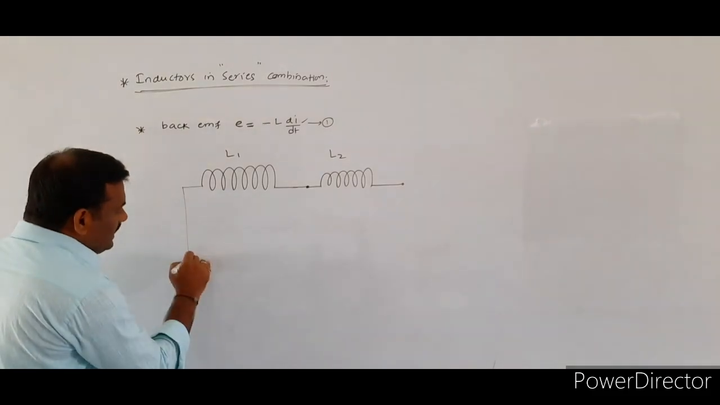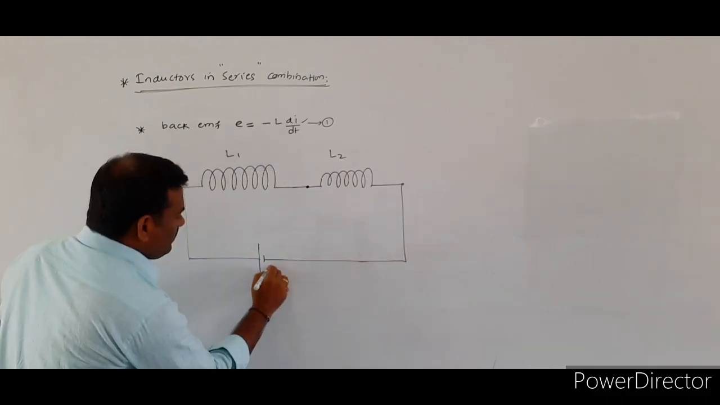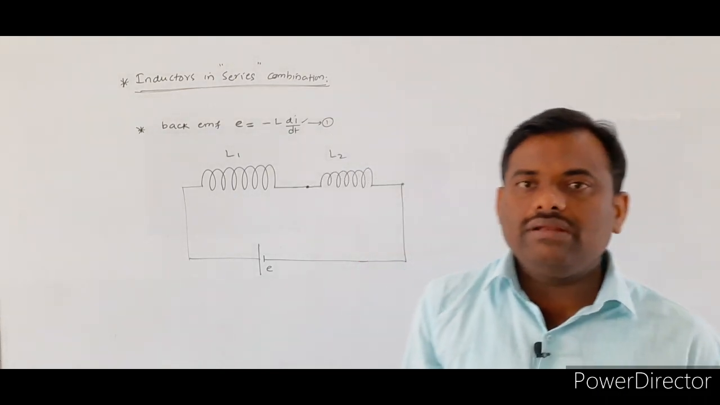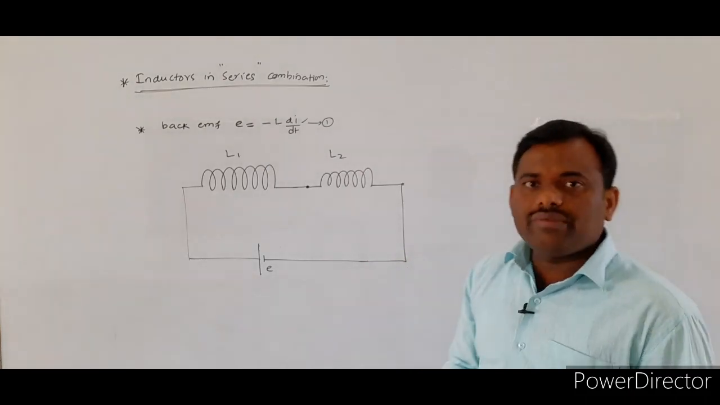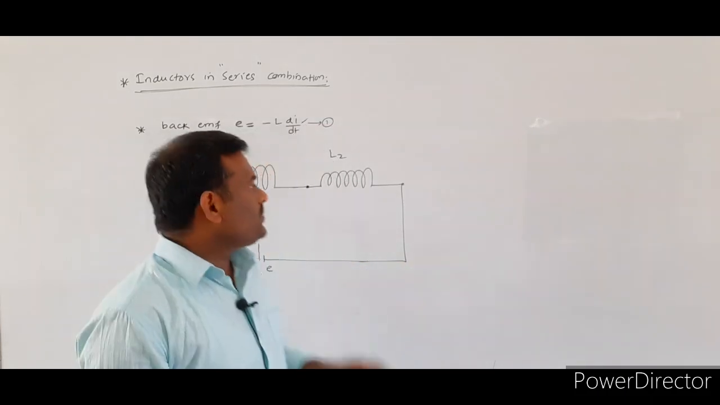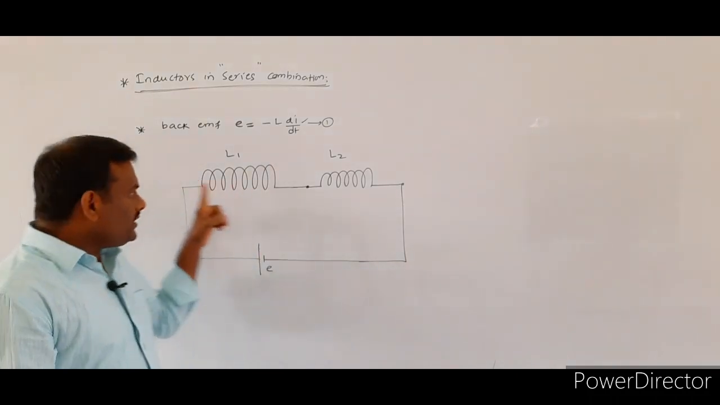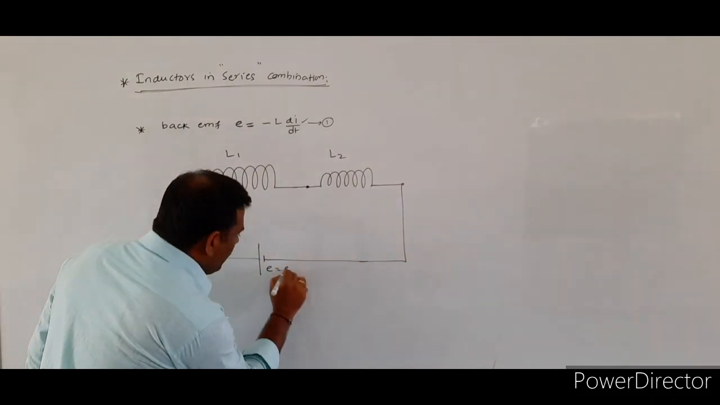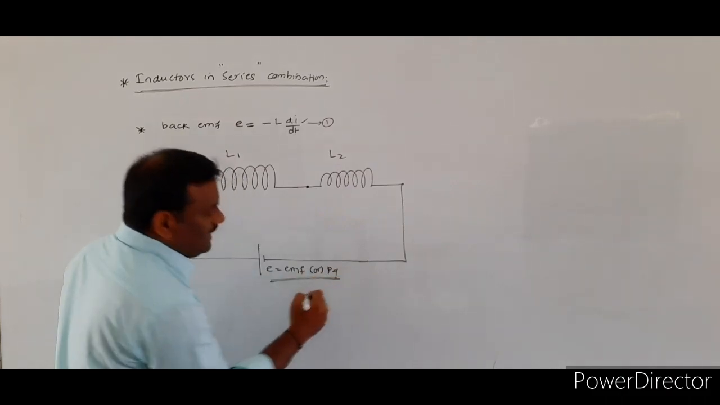To produce the electrical current, we need a source of EMF. The EMF of the given battery is taken as small e. So in the case of inductors in series combination, I assume two different inductor coils with coefficients of self-induction L1 and L2 respectively, connected to a power supply whose EMF or potential difference is equal to small e.